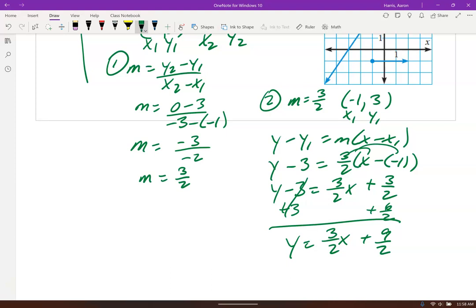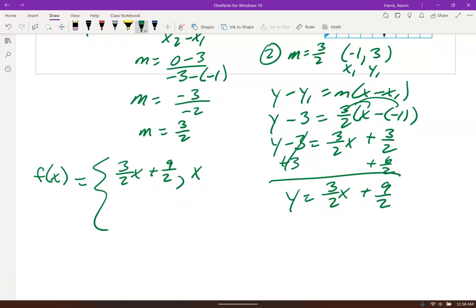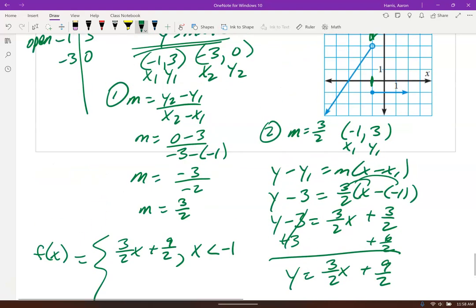Okay, so far my equation is 3 halves x plus 9 halves. Whenever x is, let's go back up here, less than, notice right here, that's the point negative 1, 3. When I'm less than that, because I'm open right here, I'm less than negative 1. So we've done the green line. I have y equals 3 halves x plus 9 halves whenever x is less than negative 1.